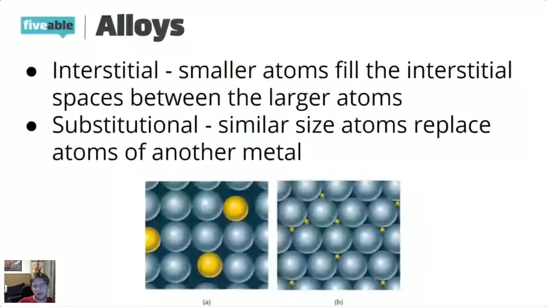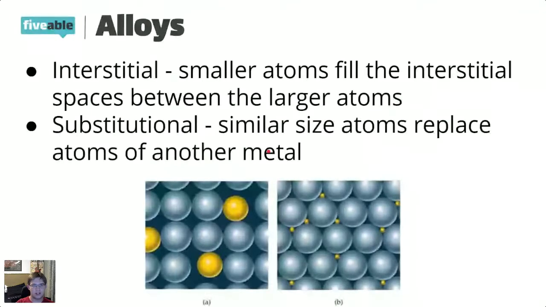Some common examples of alloys may be steel. Steel is really the big one. Other examples might be bronze. So those types of things that you hear about, those are alloys, right? They're mixtures of metals in an atomic fashion in order to form these new substances.